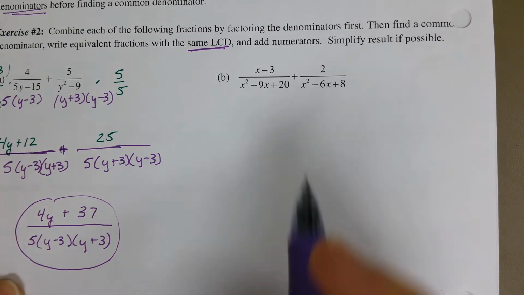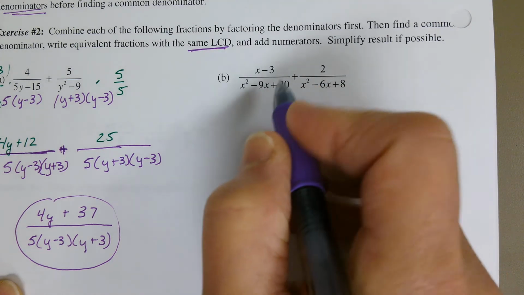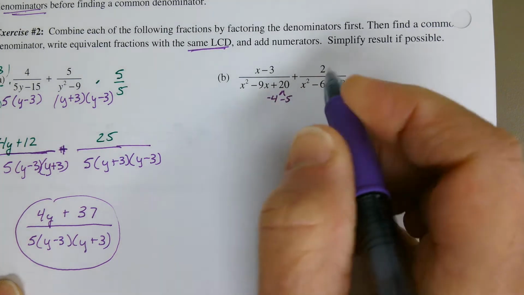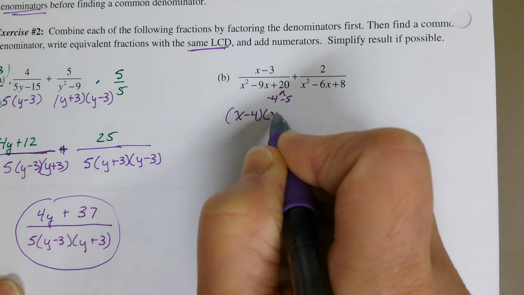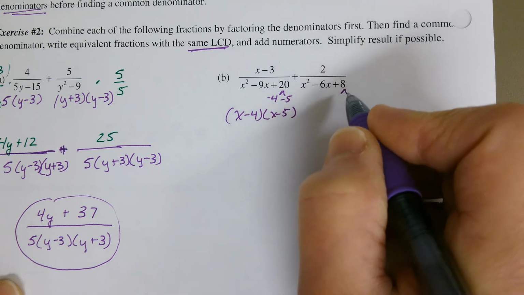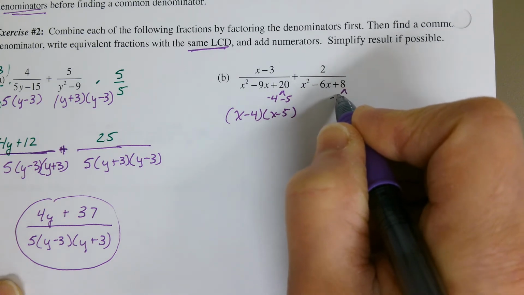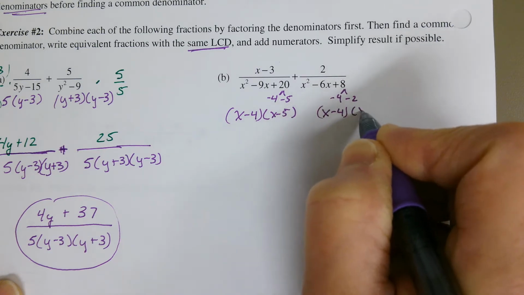In B, factor the trinomial. The factors of 20 that sum to negative 9 are negative 4 and negative 5. So this factors into x minus 4 times x minus 5. And the factors of positive 8 that sum to negative 6 are negative 4 and negative 2. This factors into x minus 4 times x minus 2.